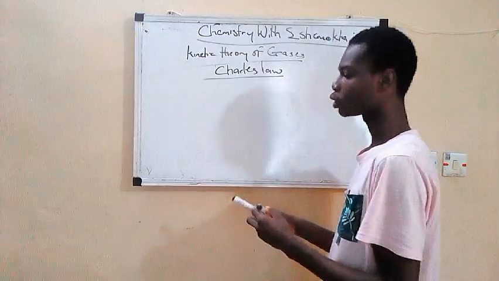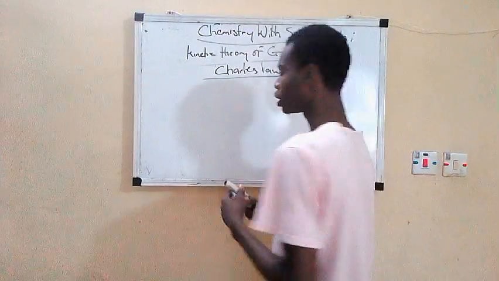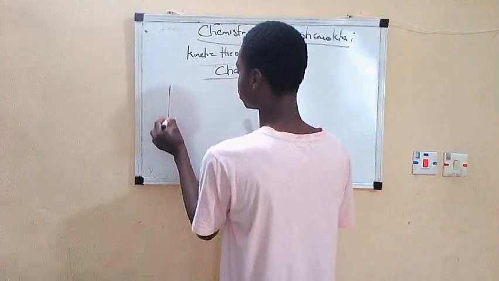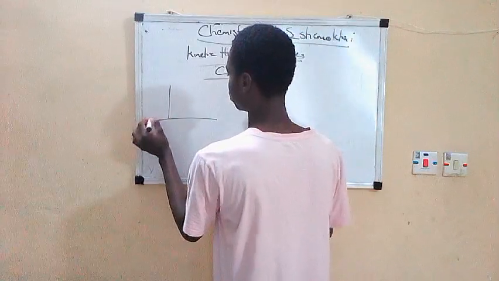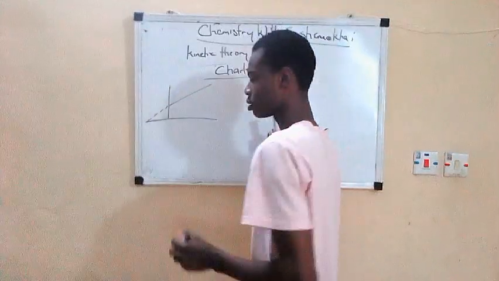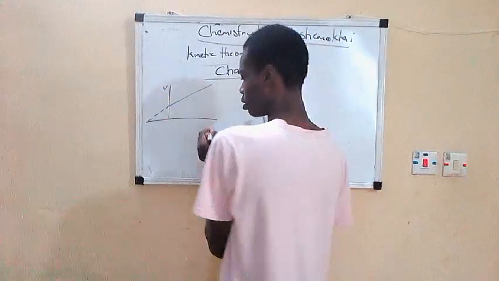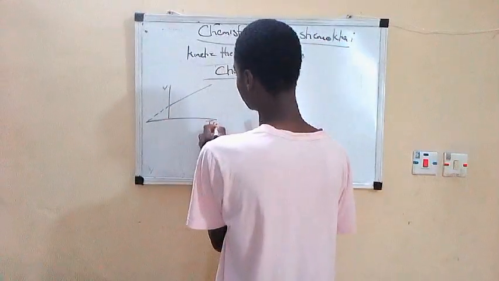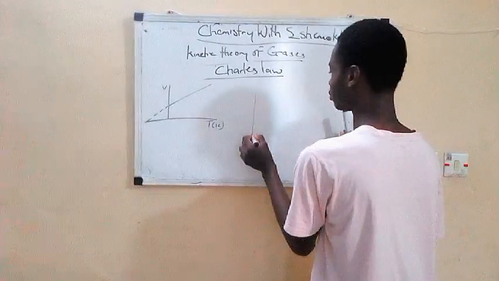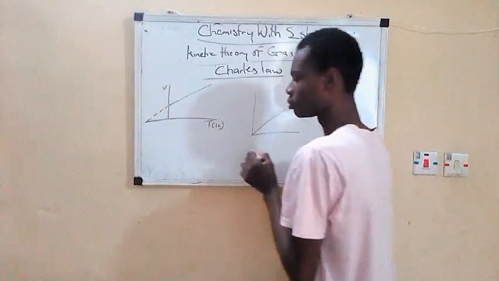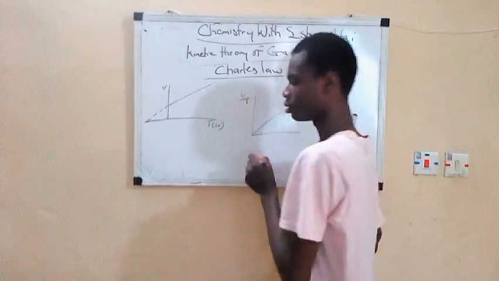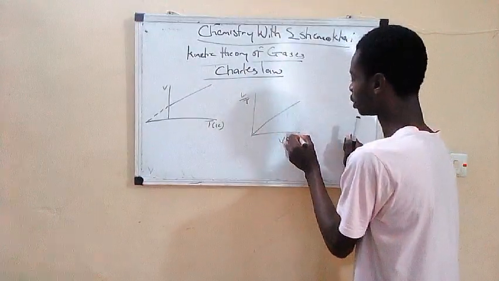Alright, let's go to a graphical expression of Charles' law. We have three graphical expressions of what? Charles' law. The first one, we have something like this, where V will be here and T, that is temperature in Kelvin, will be here. That is the first one. Then we also have something like this. Here we have V over T, and we have V is directly proportional to T.